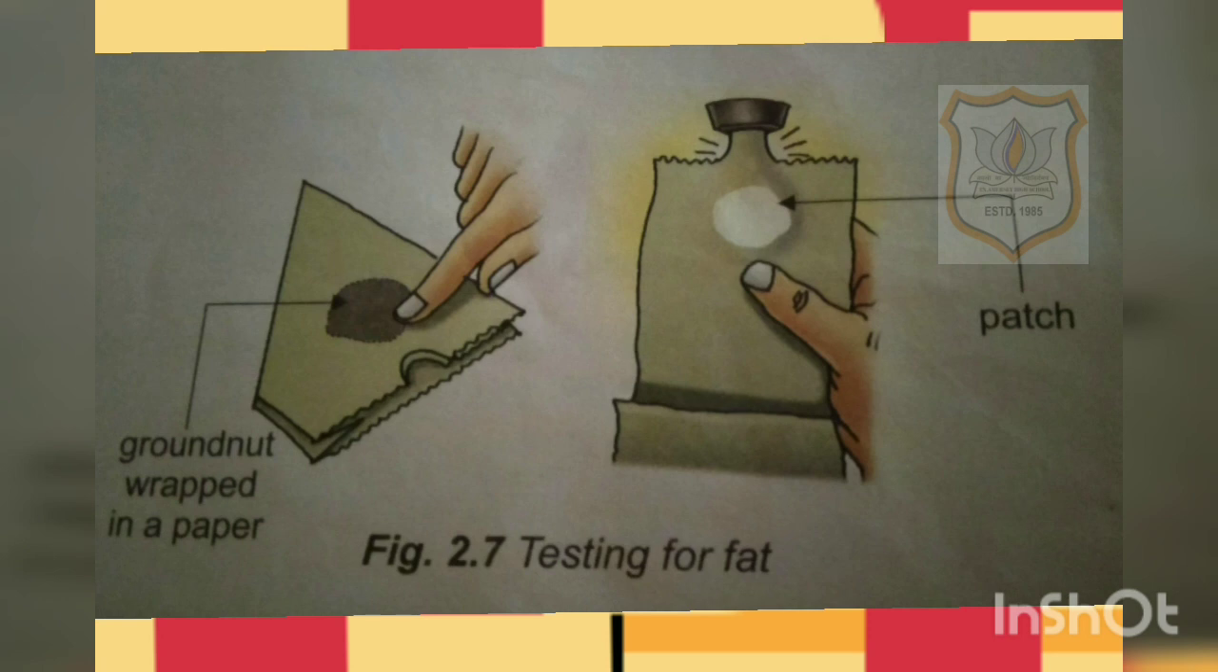Hold the paper against a light source, for example, a bulb. We can see an oily patch on the paper. An oily patch on the sheet of paper shows the presence of fat in the given food sample.